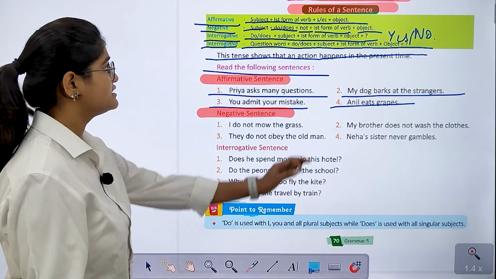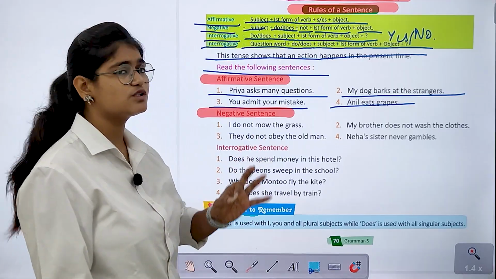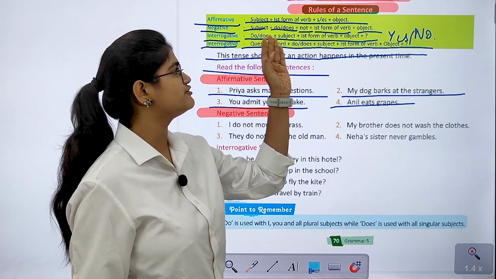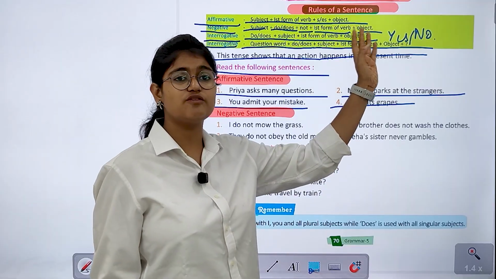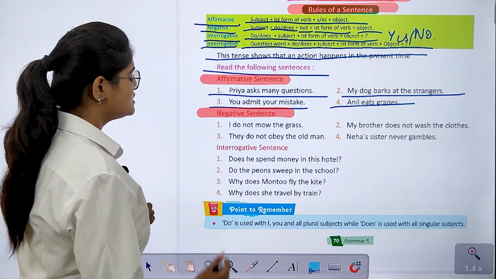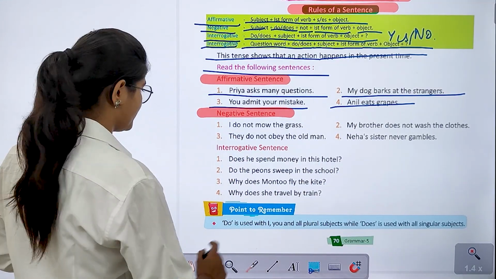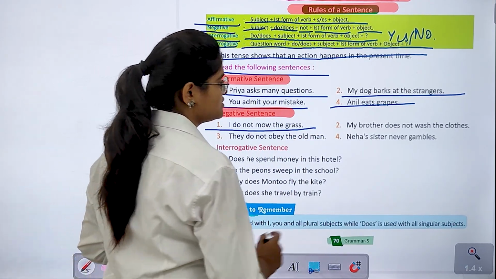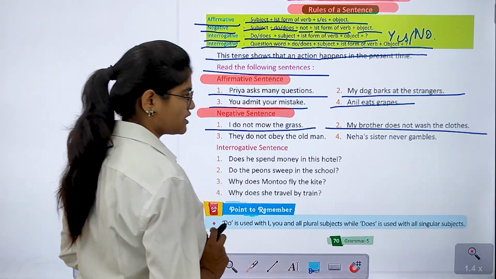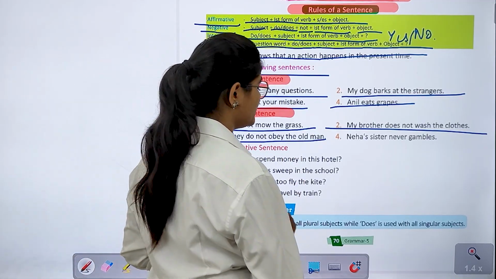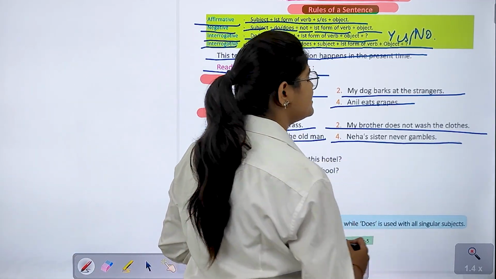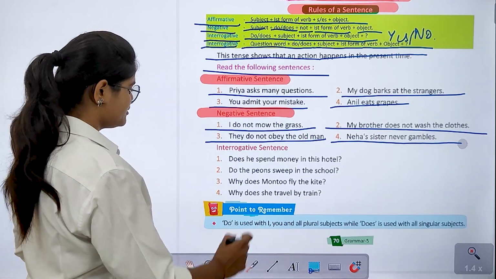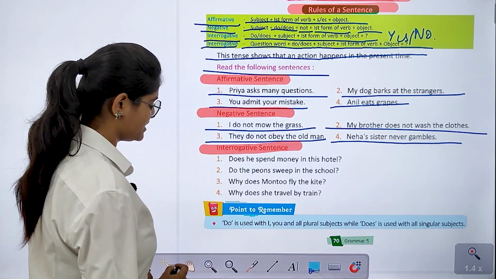Now we know that the formation of the negative sentence becomes a little different from affirmative, like subject plus do does plus not plus root form of the verb plus object. So the examples will be in the same order, just like I do not mow the grass. My brother does not wash the clothes. They do not obey the old man. Neha's sister never gambles. After that, the next situation is interrogative sentence.